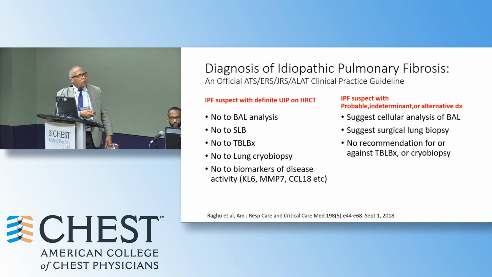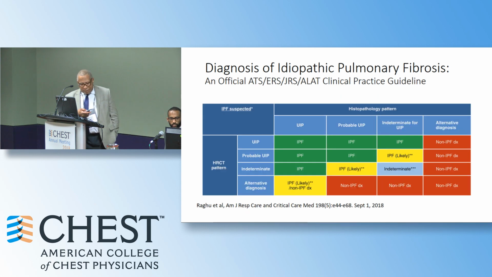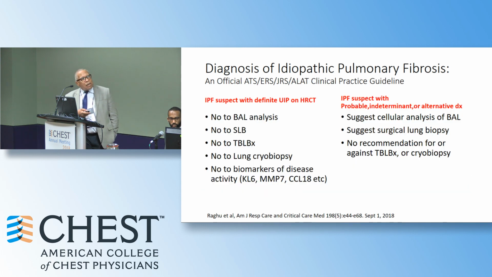What I really like about the most recent criteria, though, is they've taken a stand on certain things that I think were important because it doesn't conform to what we do in clinical practice, and that is to say that a patient that has a definitive UIP pattern on HRCT scan does not need a BAL, does not necessarily need a surgical lung biopsy. There's no need for transbronchial lung biopsies. There's no need for lung cryobiopsies. And biomarkers, while it's a favorite topic of mine, probably play a small role, at least in evaluating those patients.